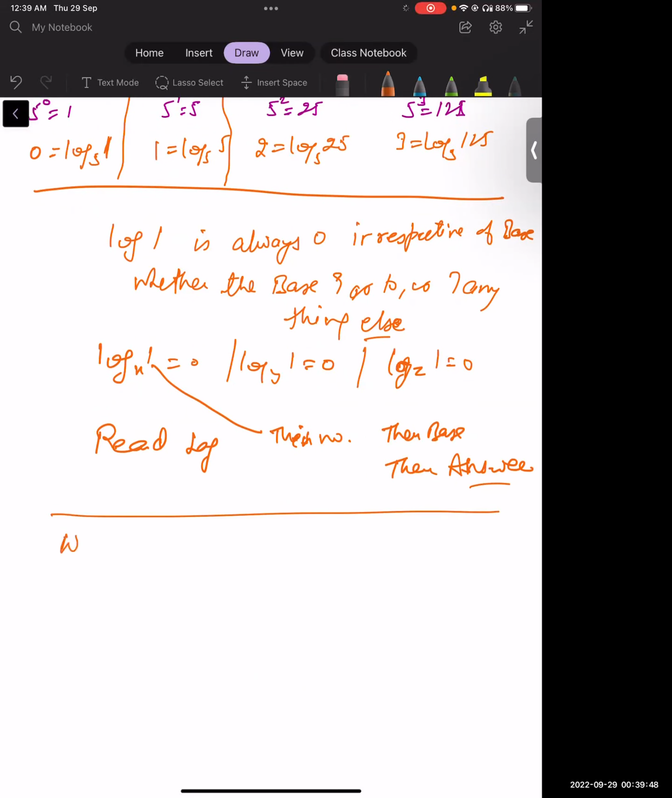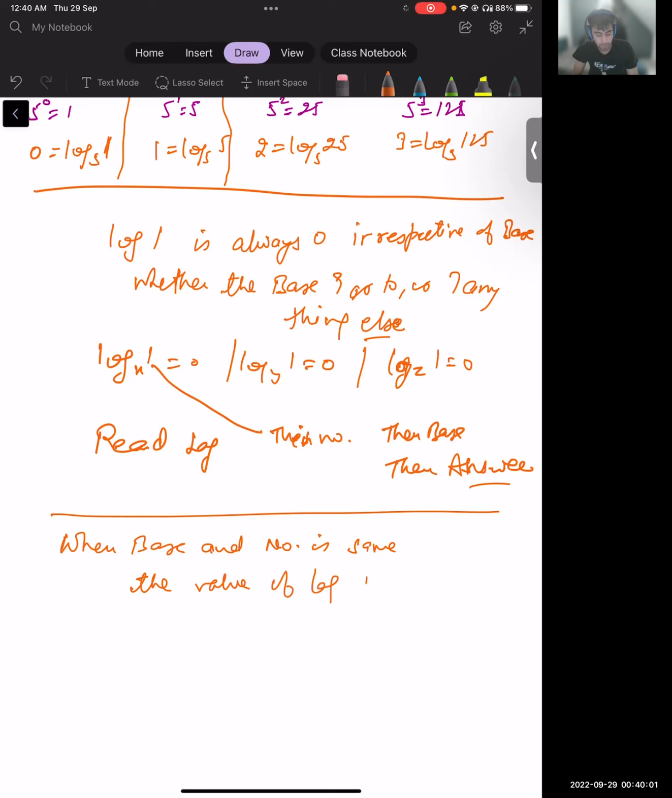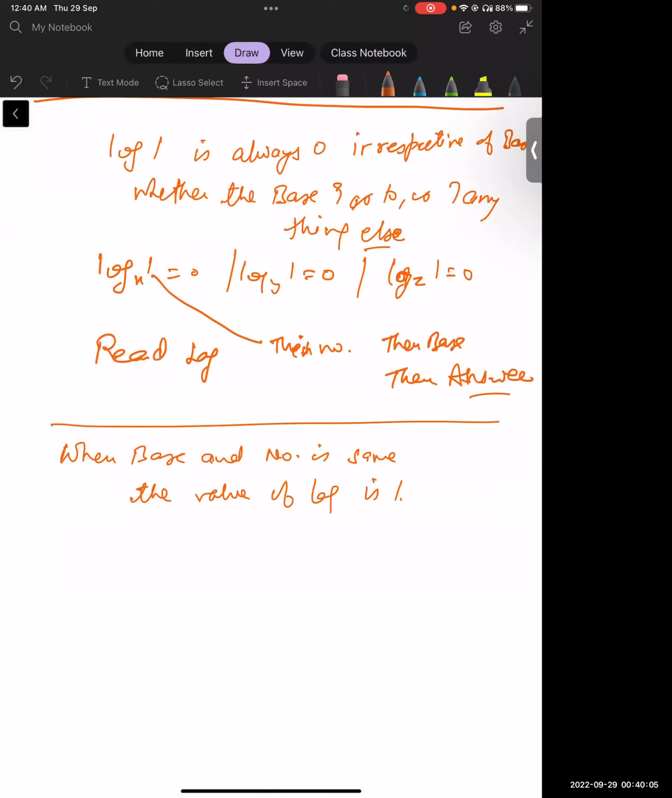So we can say when the base and the number are the same, the value of the logarithm is 1. Whenever you see log x to the base x, it is always equal to 1. Log y to the base y is 1. Log z to the base z is equal to 1.